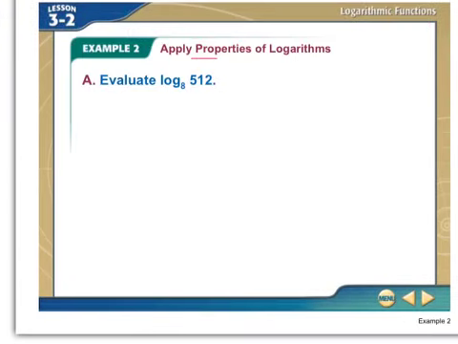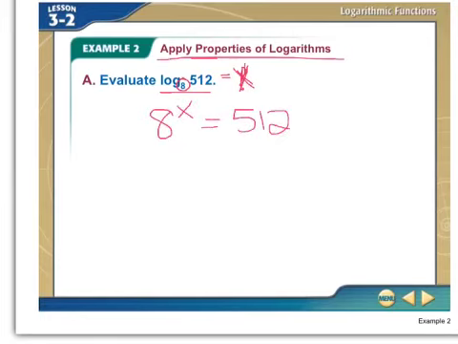Okay, in example 2, we're going to apply properties of logarithms. So those properties that we looked at on the last slide, here we can use them to evaluate certain logarithms. Here we're dealing with a common log. Our log has base 8 in this case. And we want to know log base 8 of 512 is equal to what? Right? Question mark there. So 8 to what power? Well, in that question mark, I'm going to put a variable, and I'll just name that variable x. 8 to what power is equal to 512?